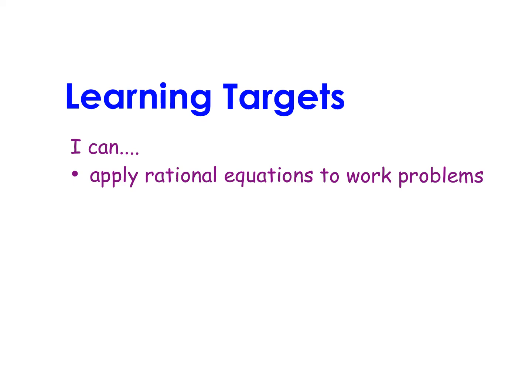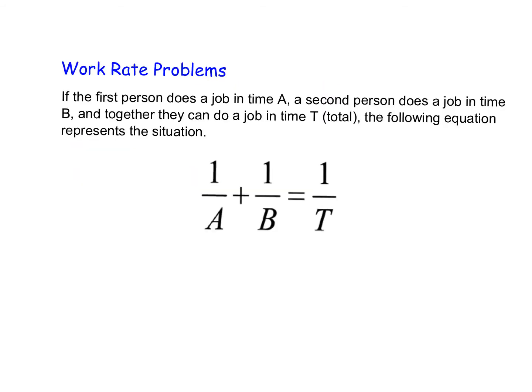In this video, we're going to learn how to apply our knowledge of rational equations to work-related problems. The work rate problems we're going to look at in this lesson use the general format below. It's basically stating that if a person does job A in time A, say for example, Tim can clean the house in 4 hours by himself, that would be 1/4, because that's Tim's time.